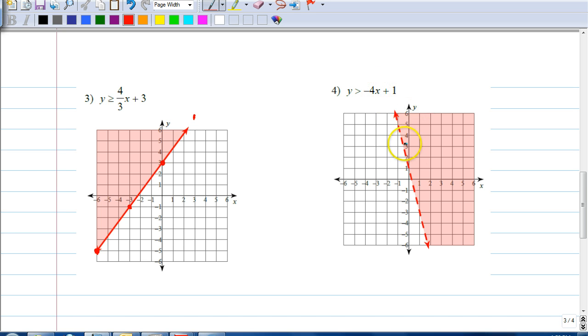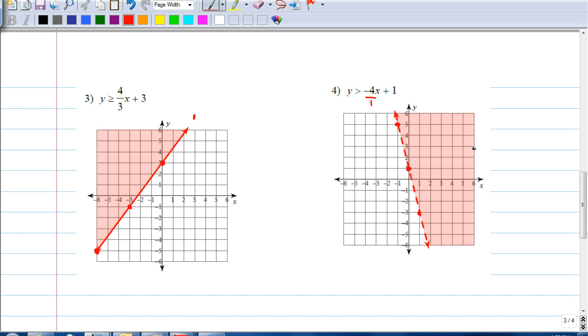With this one, your y-intercept is a positive 1, so we start there. It's a slope of negative 4. That means it's negative 4 over 1. So I go down 4 and to the right 1. If I go down 4 to the right 1, I'm going to run out of space, so I could go backwards. I could go up 4, 1, 2, 3, 4, and to the left 1. Again, it's greater than, not greater than or equal to, so we use a dashed line. And the fact that it's greater than tells me I'd shade above the line.